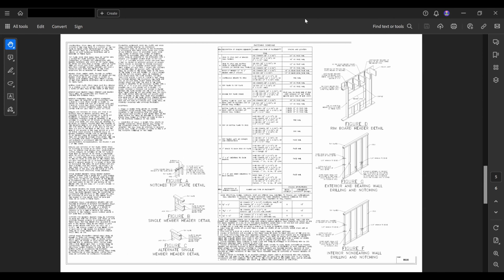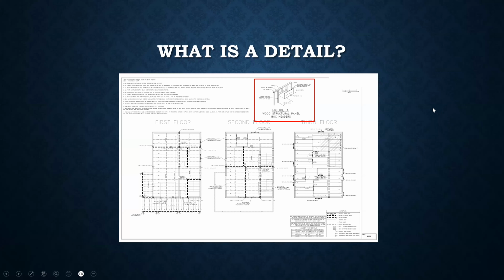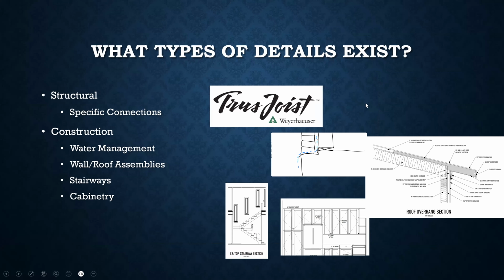So we'll go back over to our presentation. So yeah, that's what you see. Details are used all the time for literally adding detailed information to a construction plan. So, what types of details exist?